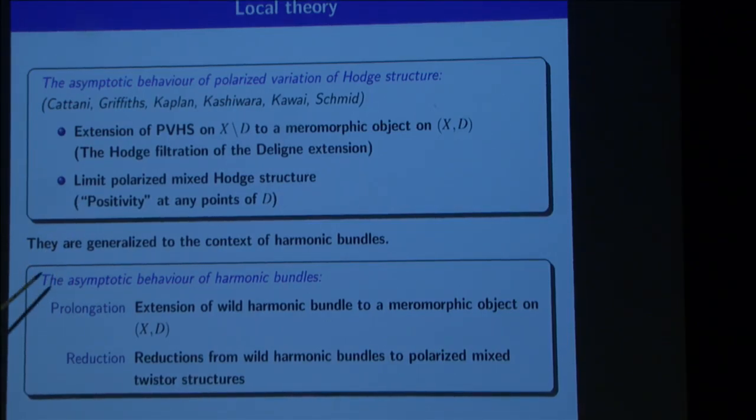And in the wild case, in the case of wild harmonic bundles, we have a twisted version of this kind of result. The important result is that we can extend a wild harmonic bundle, which is given on X minus D, to a meromorphic object on X, D. We also have a sequence of reductions from wild harmonic bundles to a polarized mixed Hodge structure, which ensures the meromorphic object has nice properties along the hypersurface D.